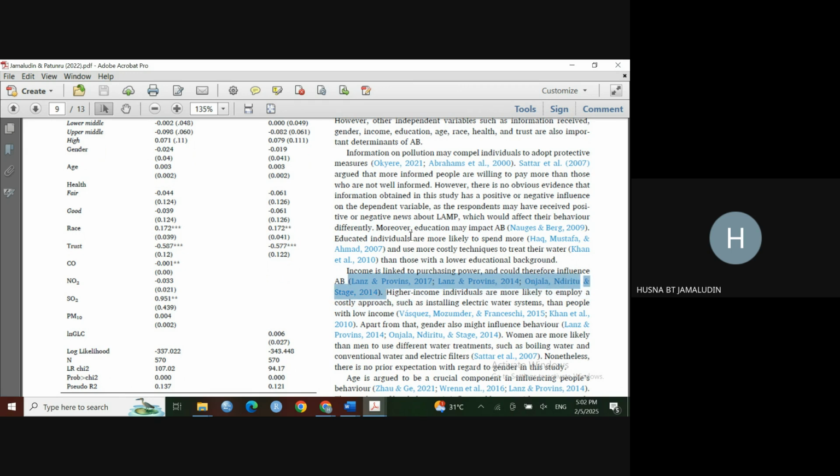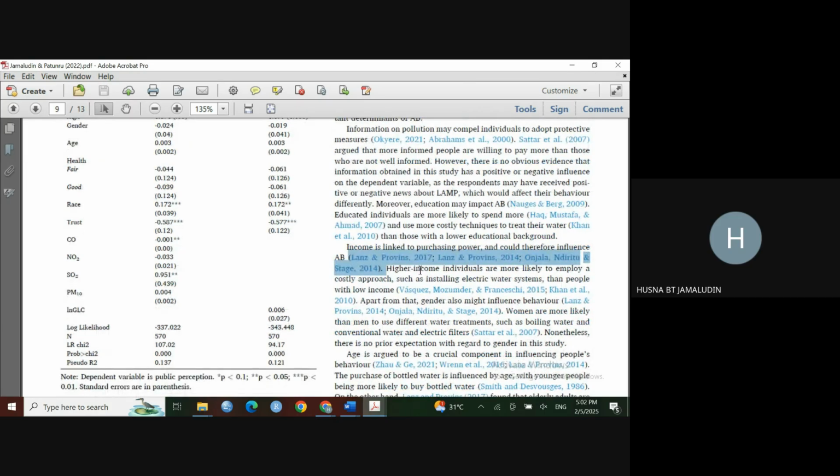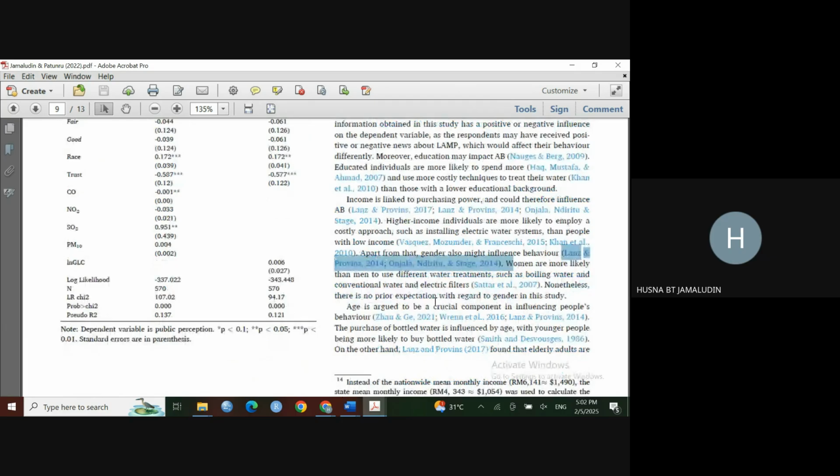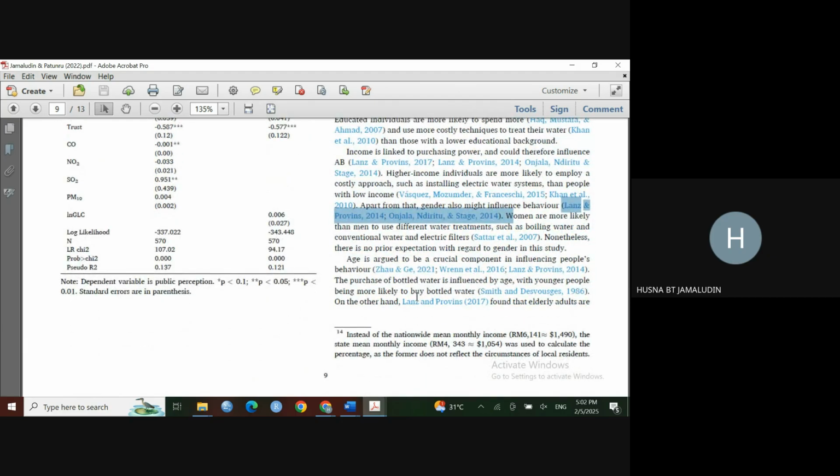So whatever you mention in your result, you have to cite those who actually got the same result. Gender also influences people's behavior. So the same with this. You are citing them to show that you are in line with them. So these are the examples.